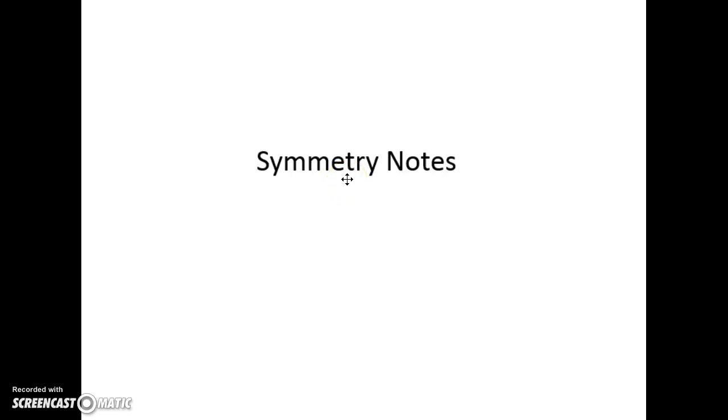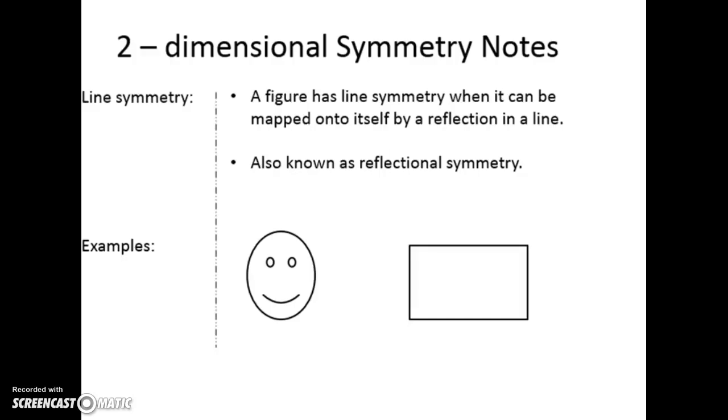So in this video we're going to talk about symmetry and some different types of symmetry. The first thing we'll talk about is two-dimensional symmetry, and this happens in a couple different ways. The first is line symmetry, and line symmetry is when a figure can be mapped onto itself by a reflection in a line. This is also known as reflectional symmetry.